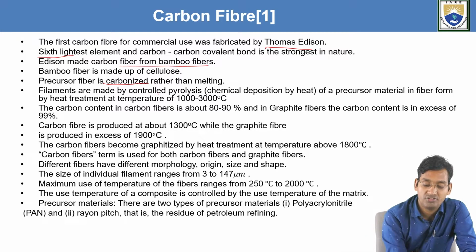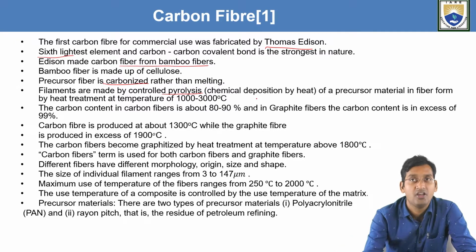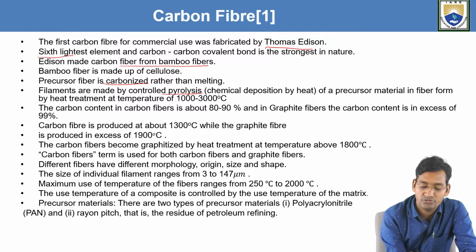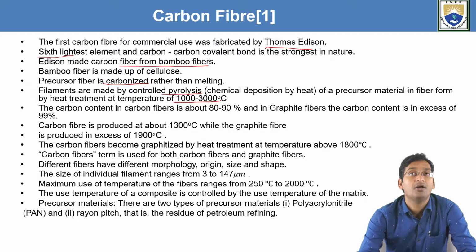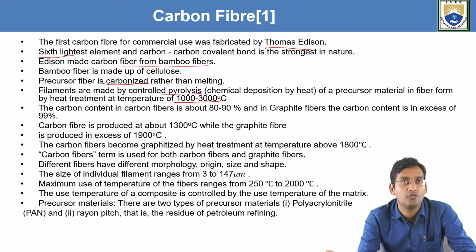Controlled pyrolysis. So what is pyrolysis? The process in which we use heat, or heat treatment. So it's chemical decomposition by heat. It's written here: of a precursor material in fiber form by heat treatment at a temperature of 1000 to 3000 degrees Celsius. In between 1000 and 3000, that is the temperature range at which it converts to filament.